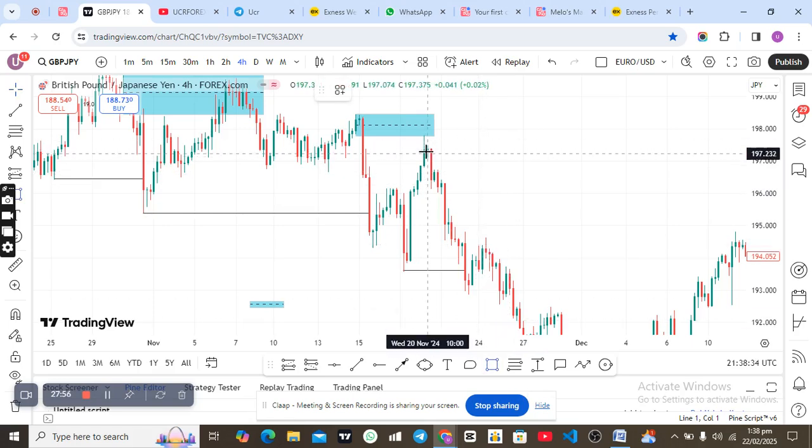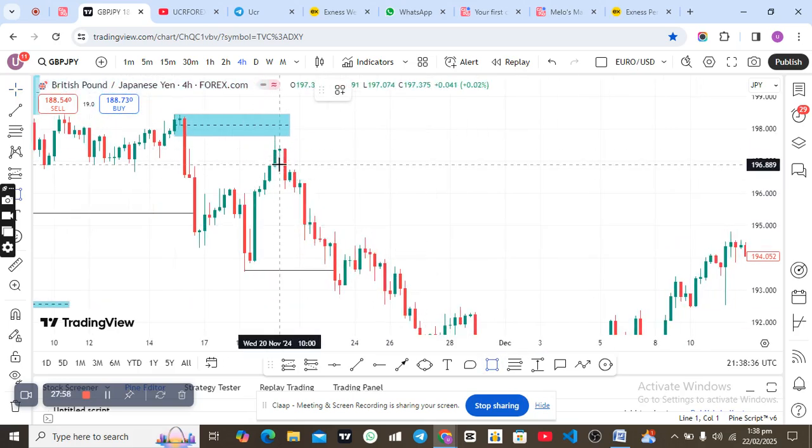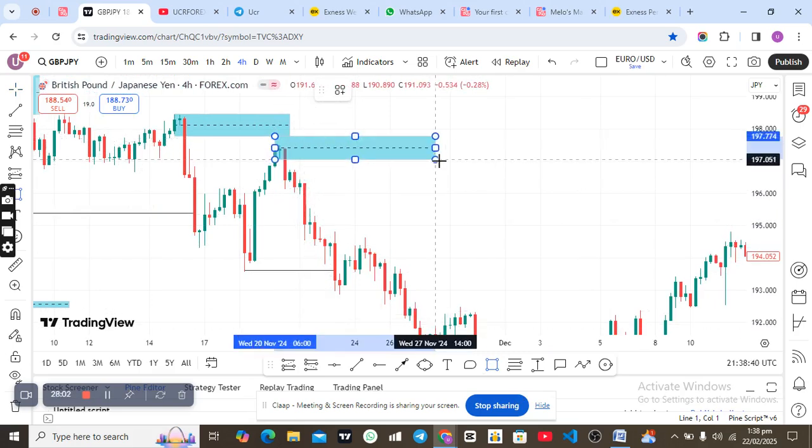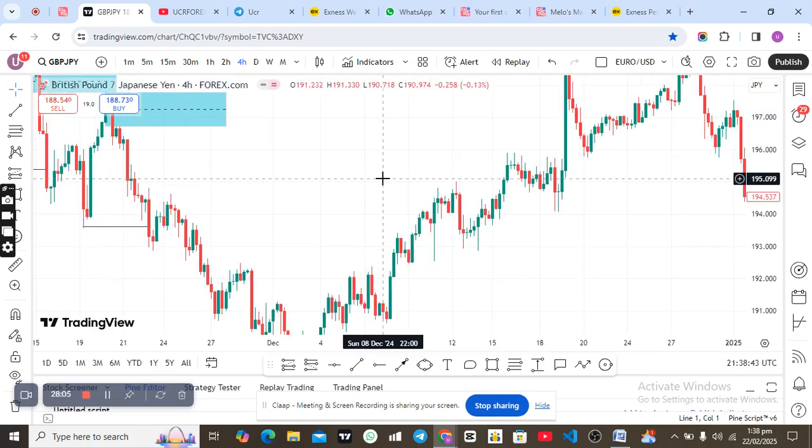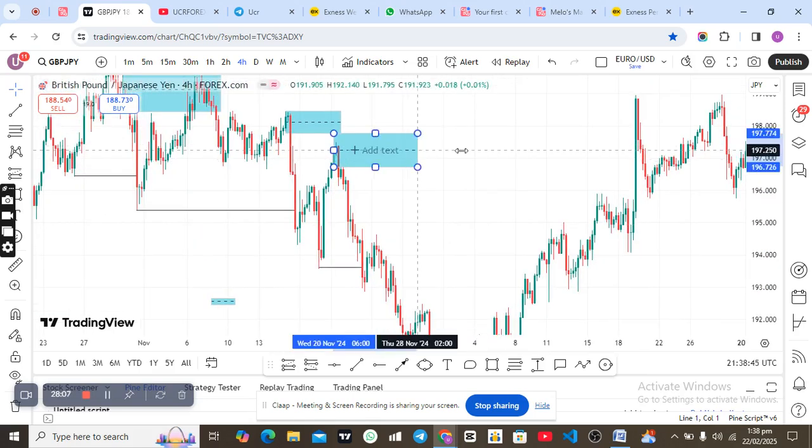This is the last candle. Look at the last candle. This is our last candle that led to all this massive push to the downside. So we're going to mark it out this way. And then we now have to extend it to the future to know whether the market came back to that zone.